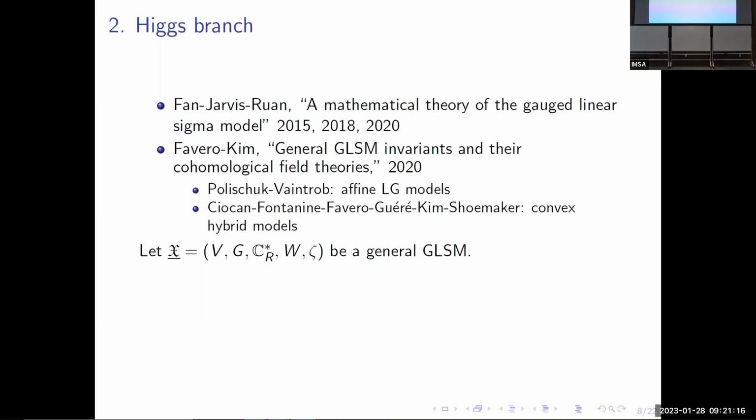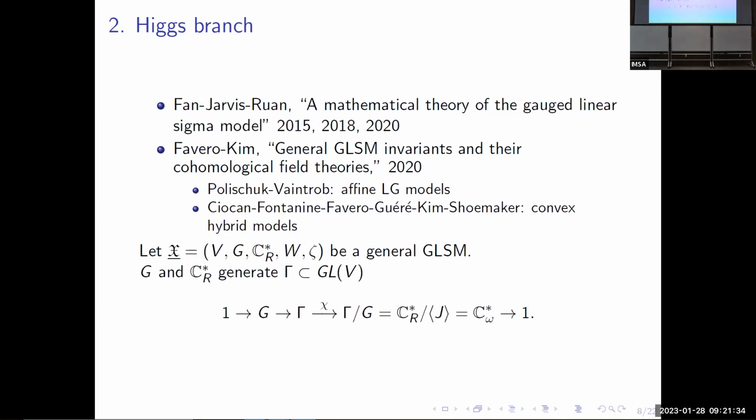I want to briefly describe this, just to give a very rough idea, not very precise. We start with a general GLSM, where G is now not necessarily abelian. Then G and C star R generate a subgroup Gamma in GL(V), and we have this short exact sequence. The quotient of Gamma by G is this C star omega, and this map is a character which we call chi.